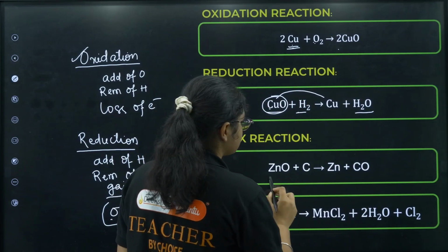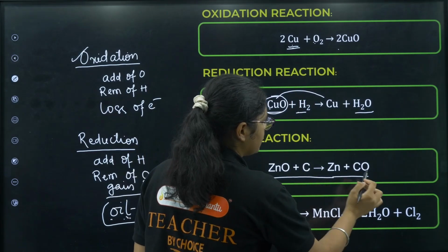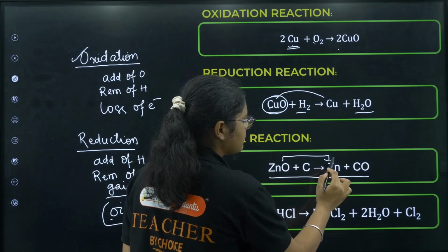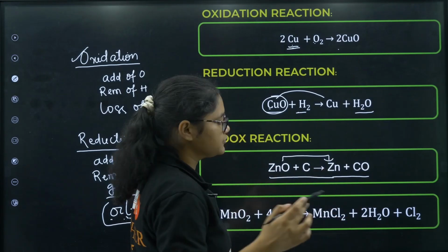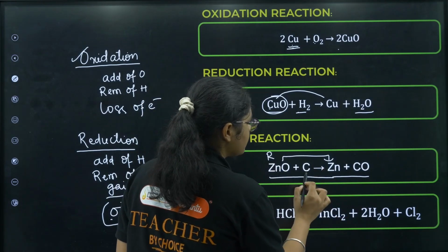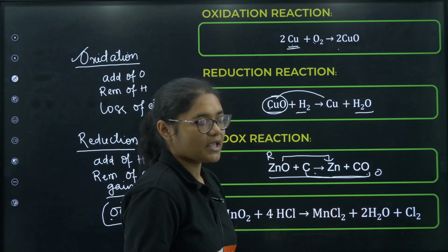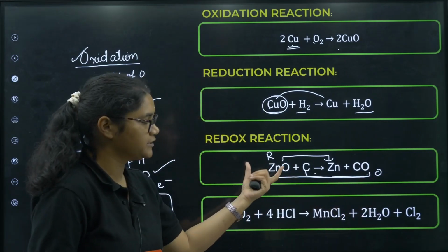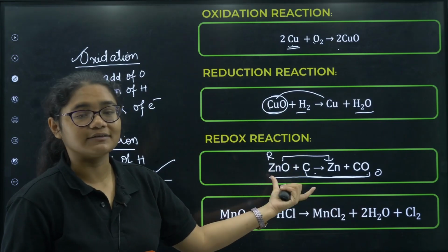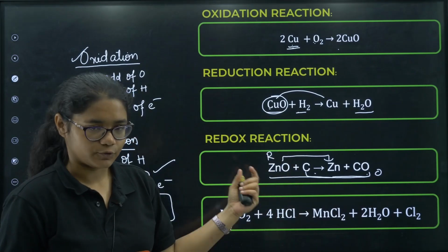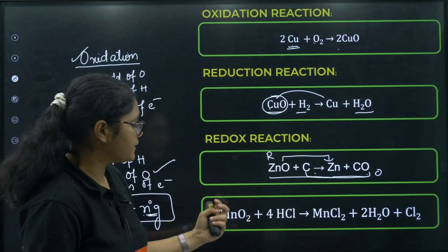Now, if you see this one, ZnO plus C gives Zn plus CO. ZnO to Zn, what is happening? Oxygen is removed. So, that is reduction. Carbon to carbon monoxide, oxygen is added. So, it is oxidation. Now, in the same reaction, we have reduction and oxidation. So, that is why that is a redox reaction. Okay, now let us see this one.